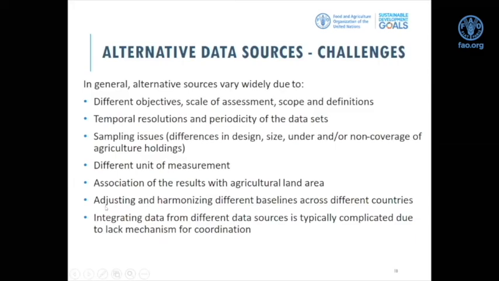Then, of course, the issue with adjusting and harmonizing different baselines across different countries for the same source, or different baselines for the different sources within the same country. So how do we adjust those differences and how do we set baselines? That again is another issue.